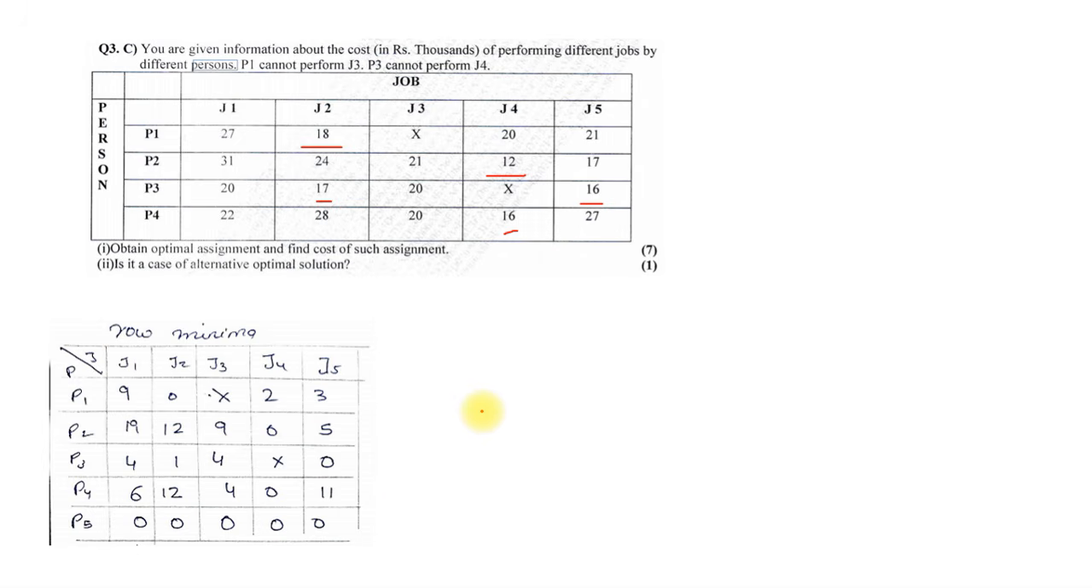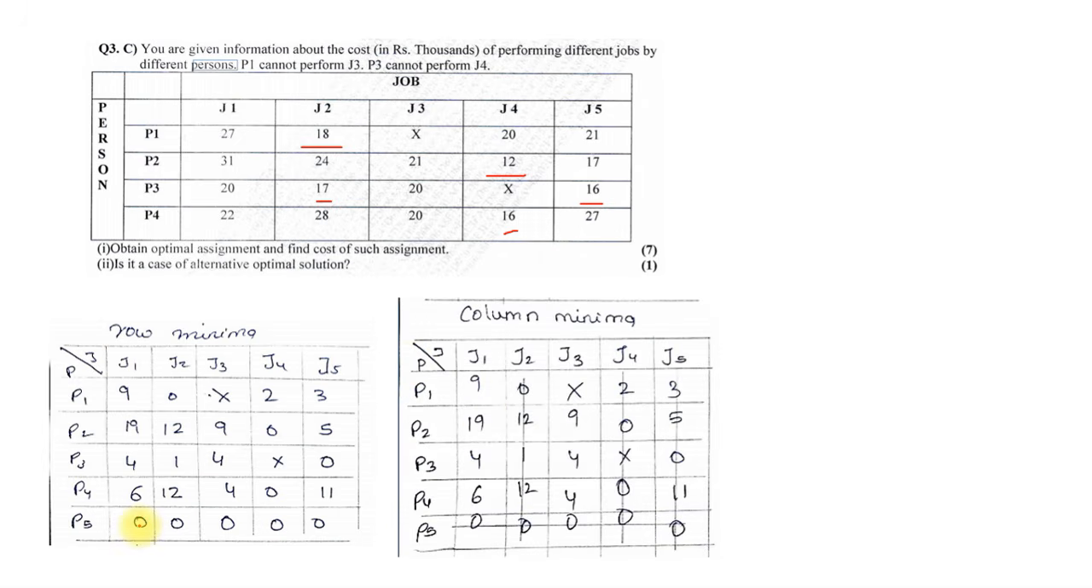Next we need column minima. In each column there are zeros, so all the values remain the same. Once we do that, we need to start crossing the lines. Wherever there are maximum zeros, we have one line, a second one, a third, and a fourth. Now there are 4 lines and the matrix is 5 by 5, so it is not an optimal solution. We'll have to make it optimal.